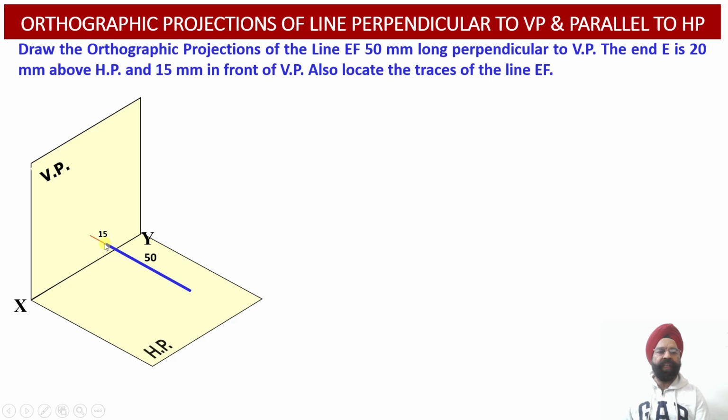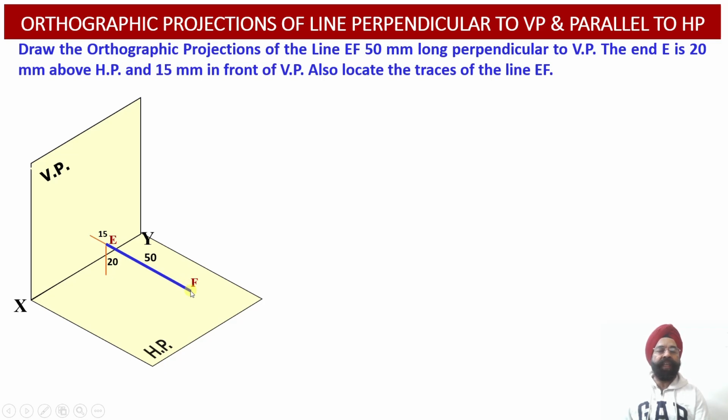So here we have drawn this line EF 50 millimeter long, perpendicular to the vertical plane and parallel to the horizontal plane in such a way that one of its ends, E, is 15 millimeter away from the vertical plane, or in front of the vertical plane. And this end E of the line happens to be 20 millimeter above the horizontal plane. So this distance, that is 15 millimeter in front of the vertical plane, we have located in order to position point E of this particular line. And then this is the 50 millimeter length of the line EF.